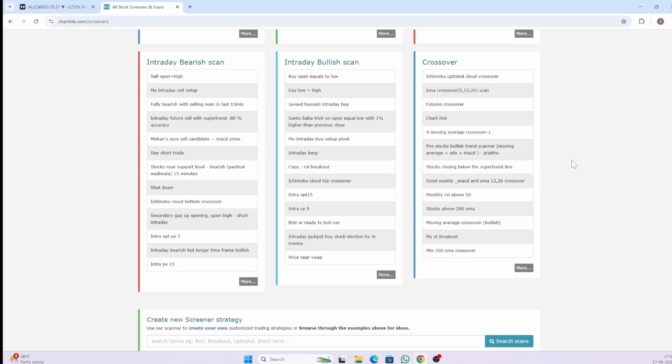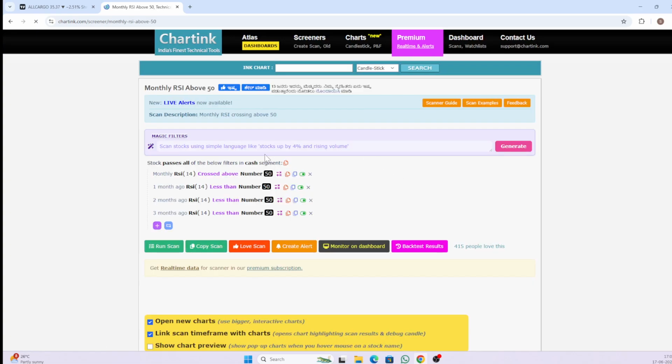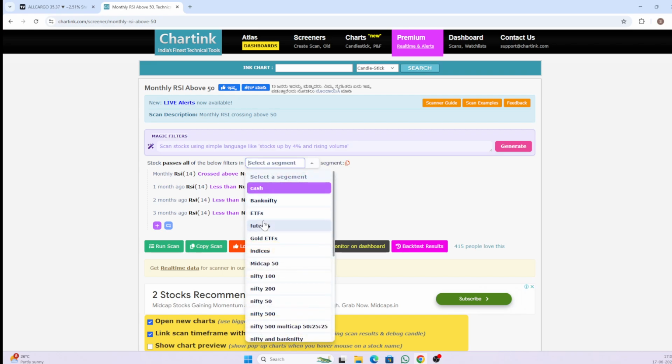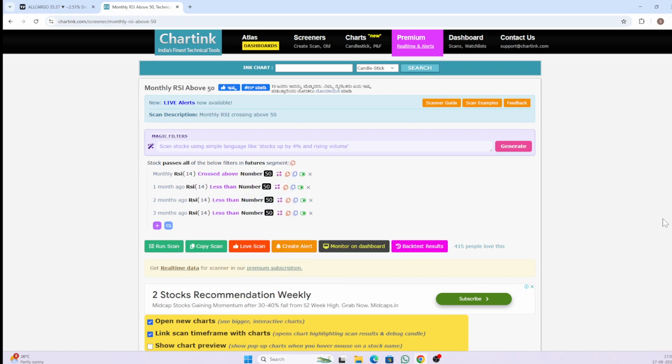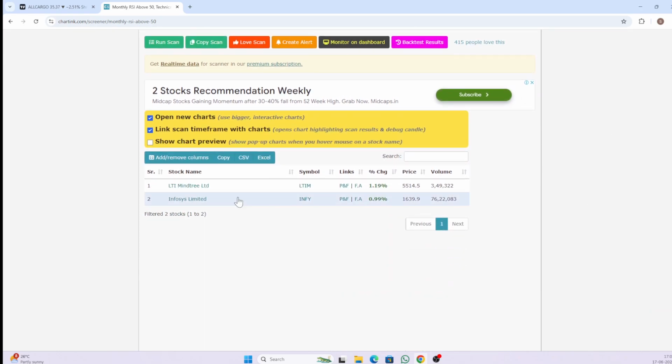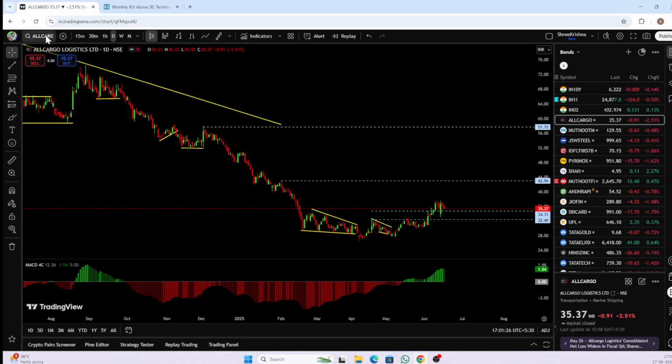The first thing we look into is whether the prices are above the monthly RSI 50. That is first. And here, in place of the cash segment, we go with the futures and run it, and we get two results. One is Infosys, and the other one is Mindtree. So let's go to the Mindtree.